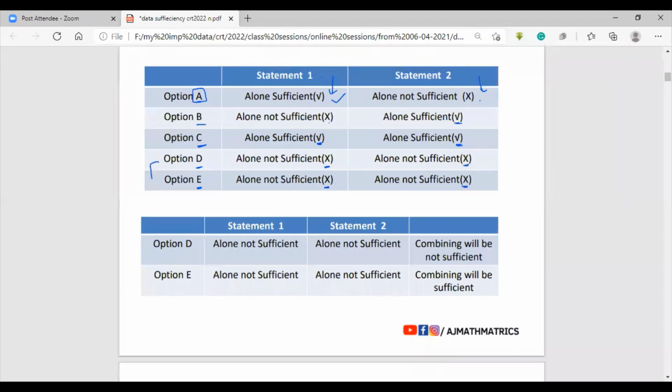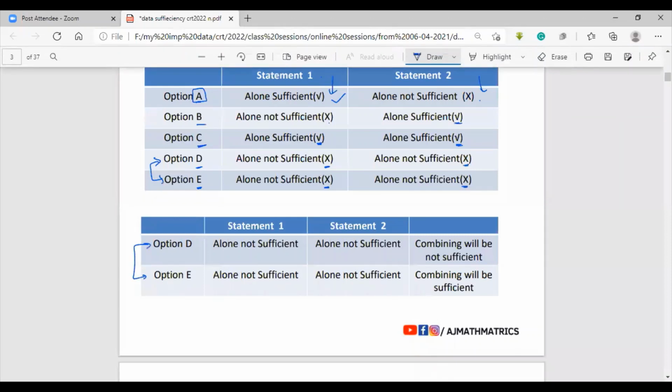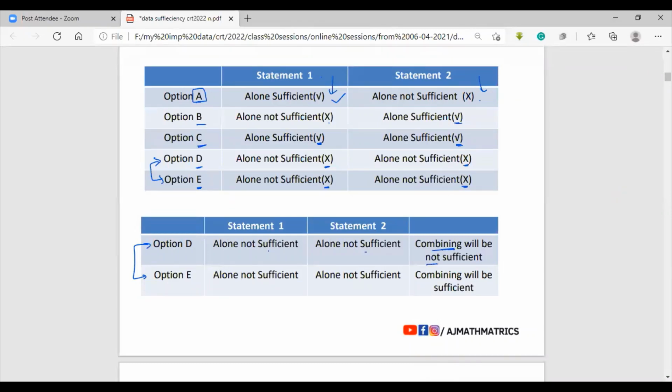Now when you observe, these two are the same. So again we have one more table for D and E. Option D means statement 1 alone not sufficient, 2 alone not sufficient, and combining is not sufficient. Option E means 1 alone not sufficient, which is the same as this, 2 alone not sufficient, the same as this, but combining will be sufficient. Okay. And one more thing, most of you combine when the data in a statement alone is sufficient.